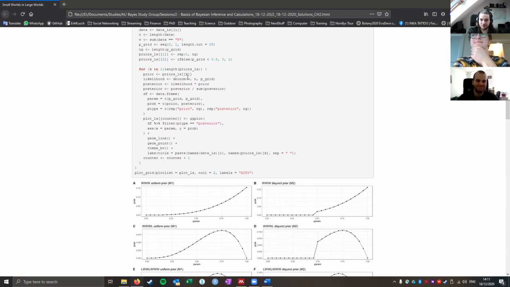We take the density distribution that should be binomial because we're looking at water and land. We're doing this for however many counts we had in our first data set to start with. So this is 3 because we had water, water, water, which is 3. We look at the binomial density distribution for 3 successes on 3 trials with probabilities on our grid, which range from 0 to 1 in steps of whatever equates to 25 probabilities. That's what we're doing here.